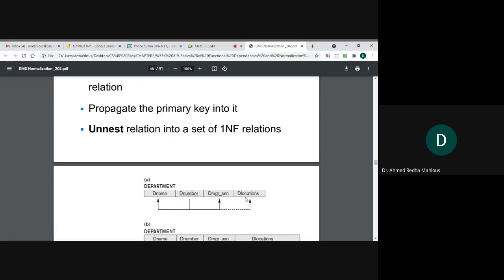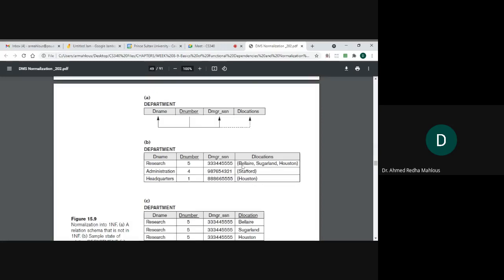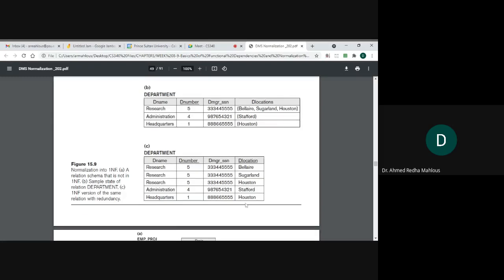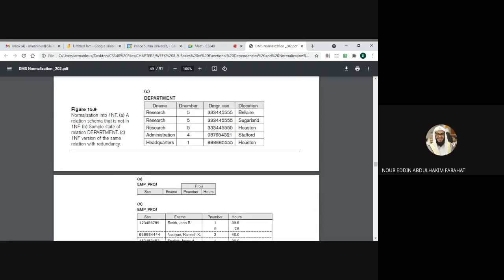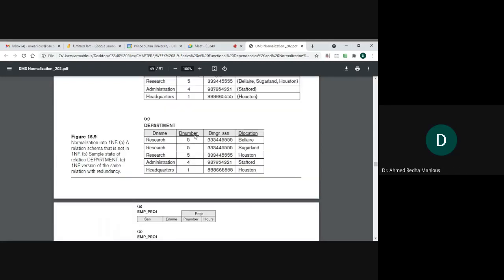Because here we do have a problem of many locations, we will move that department location and divide it into those different values. Bel Air in one line, Sagarland in another line, Houston in another line, and so on. But we say now we have two primary keys, right? A primary key. We have one composite primary key. No, we always have the same primary key.